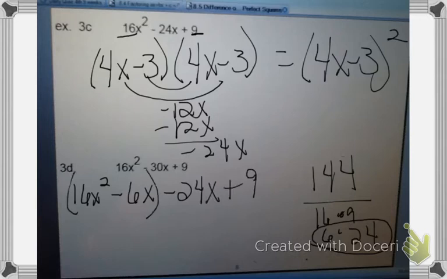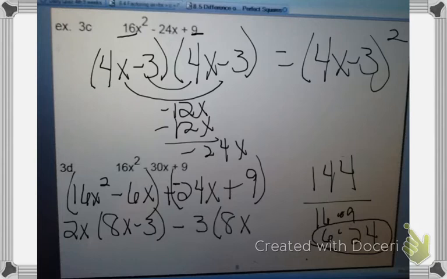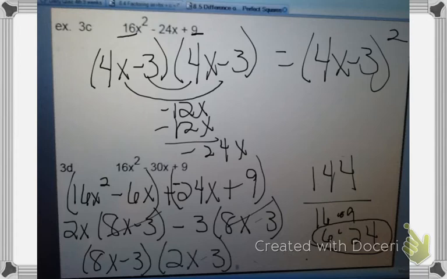Group my first two together. That negative has got to go inside. Group my last two together. I am going to factor out a 2x, and I get 8x minus 3. And I'm going to factor out a negative 3, and I get 8x minus 3. So now I'm going to factor out the 8x minus 3. They become 1 times 2x minus 3. So I would have eventually gotten it doing the guess and check method. And that is the end of these two sections.